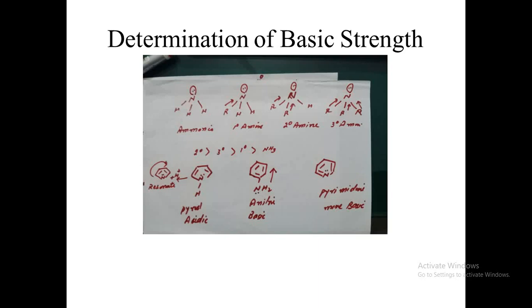Actually, I think these three examples should be discussed in the resonance topic. So if a group leader assigned me the topic of resonance, then I would discuss these examples. Otherwise, you don't need to take these examples under the concept of inductive effect. You have to skip these three examples, pyrrole, aniline, and pyridine. Your topic is closed at the comparison of ammonia, primary, secondary, and tertiary amine.